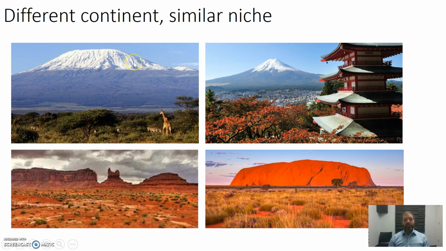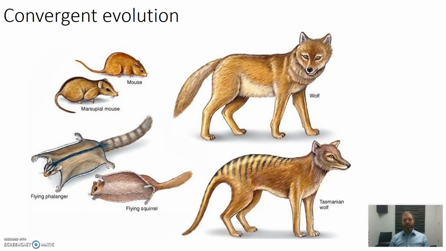So here we have Mount Kilimanjaro in Africa and Mount Fuji in Japan. Very similar kind of climate, environment, and selective pressures that might be driving evolution and natural selection in those areas. Again, here's desert in the US versus desert in Australia. Very similar conditions. And so sometimes evolution will be driven towards very similar designs. Here we have some examples of convergent evolution.